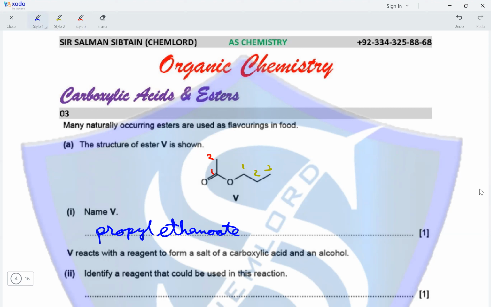V reacts with a reagent to form a salt of a carboxylic acid and an alcohol. Identify reagents that could be used in this reaction. So this is NaOH aqueous, and we heat it with NaOH aqueous so that the ester hydrolyzes.